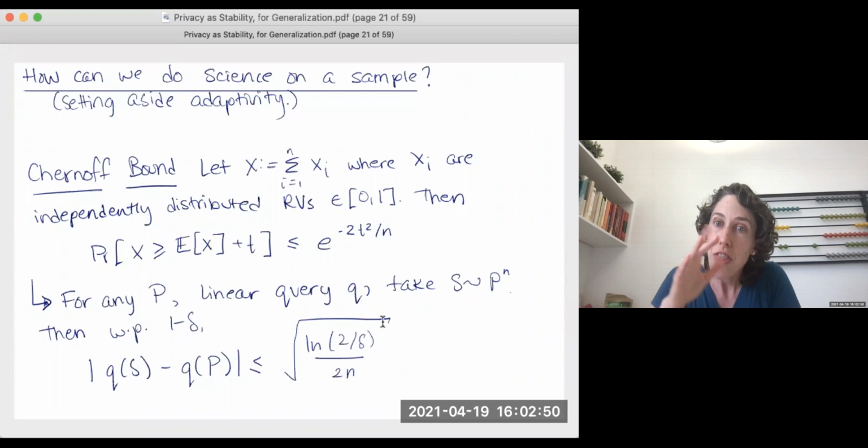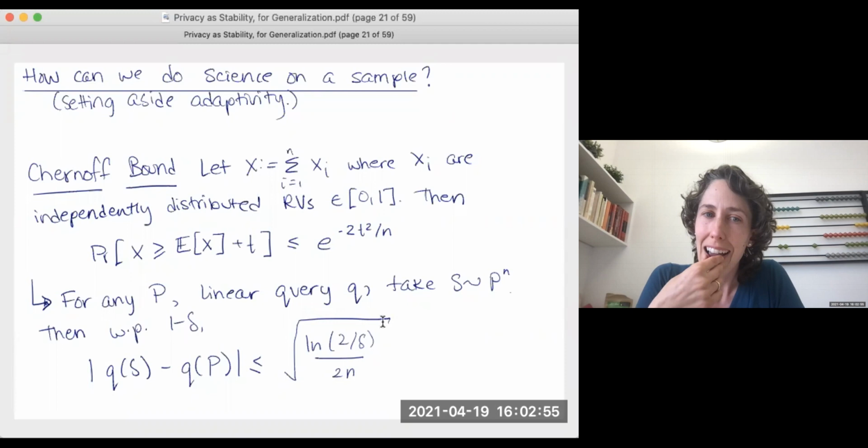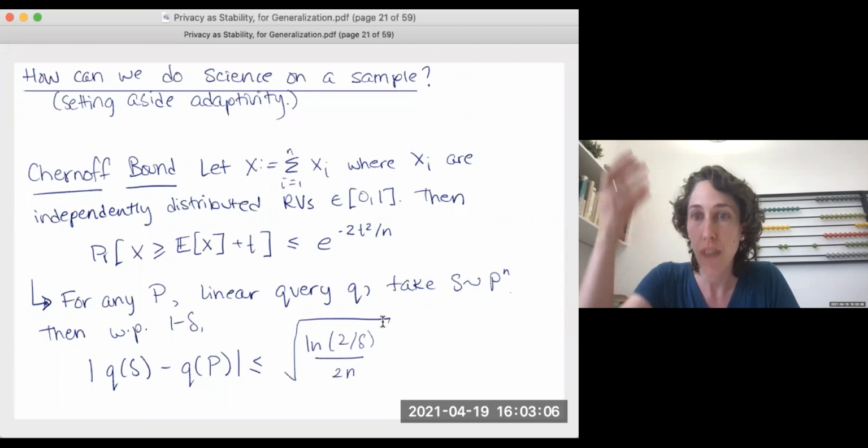The thing that I want to point you to here is, where does that n show up here? And how does it relate to the error? You see that n shows up in a square root. This failure probability, delta, is showing up there in a log.